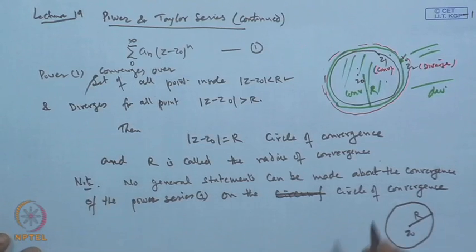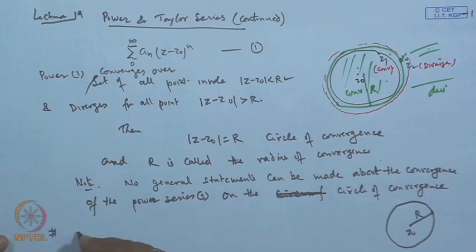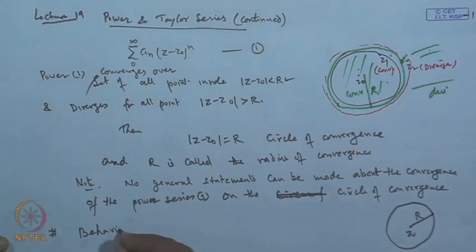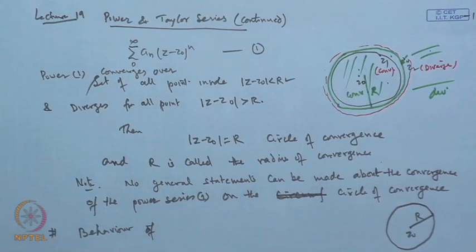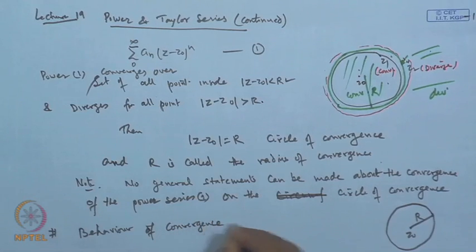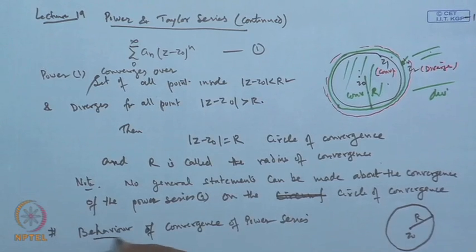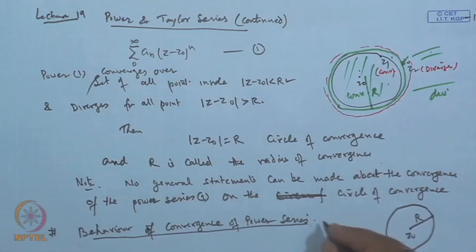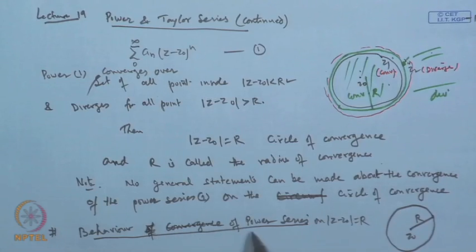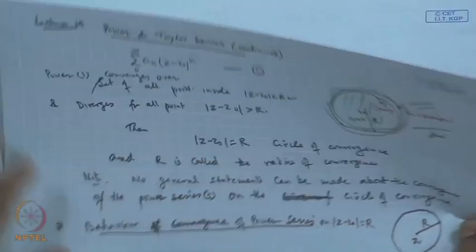So, let us see the behavior of the power series on the circle of convergence. Let us take a few examples.